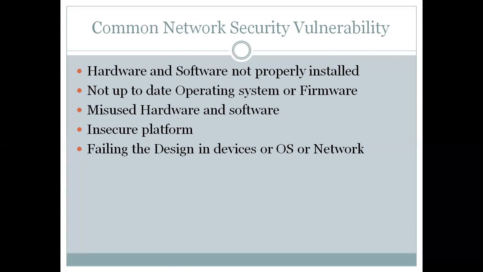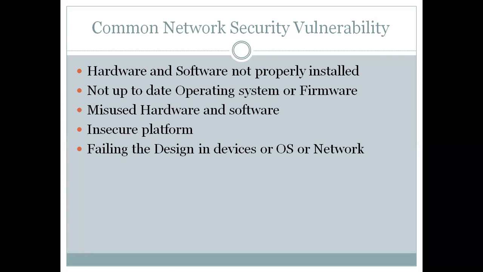The next one is not up to date operating system or firmware. If the firmware or operating system of the device is not up to date, that can be a vulnerability, because from time to time vulnerabilities are found in the operating system or firmware, so they should be fixed on time. The next one is misused hardware and software. Suppose an employee has access to the software and hardware, and if he misuses that hardware or software, that can be harmful for the organization.